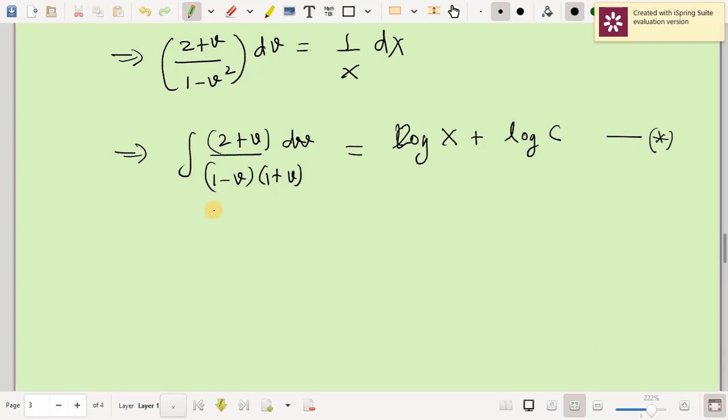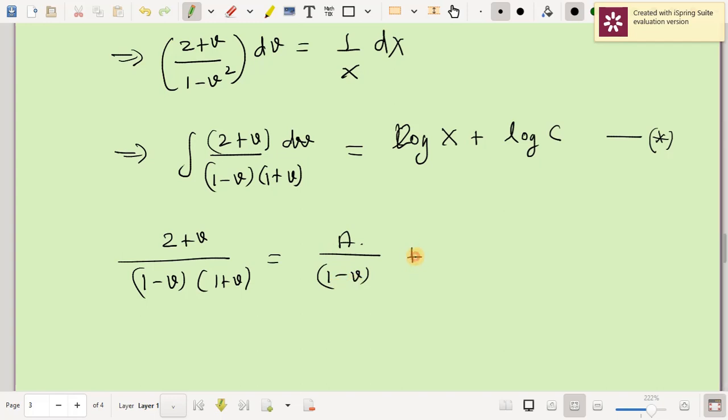I want to resolve this into partial fractions, so that's 2 plus v upon 1 minus v into 1 plus v. You write it as a upon the first factor 1 minus v plus b upon 1 plus v, and we are allowed to do this as the degree of the denominator is greater than the degree of the numerator.